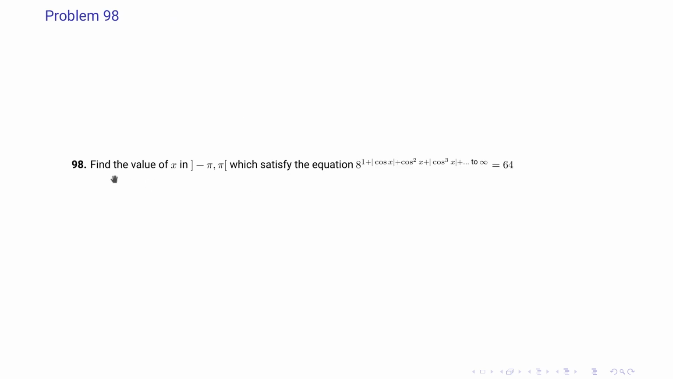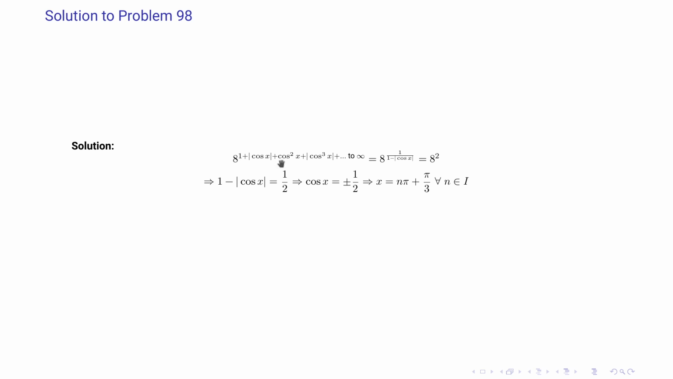Problem 98 says that find the value of x in minus pi, pi, which is an open interval which will exclude minus pi and pi, which satisfies the equation 8 to the power 1 plus modulus of cos x plus cos square x plus modulus of cos cube x up to infinity is equal to 64. So this is equal to 64.